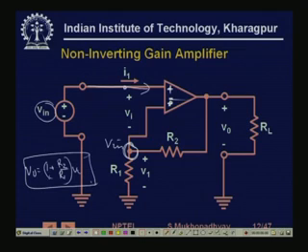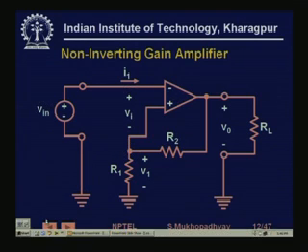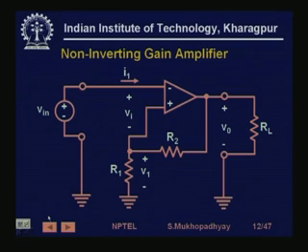So the gain of the amplifier is 1 plus R2 by R1. Note that there is no minus sign, therefore it is a non-inverting amplifier, right.